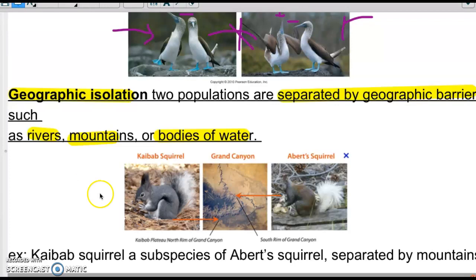An example we have is squirrels. We have the Kaibab squirrel and the Abert's squirrel, and they were separated by the Grand Canyon a long, long time ago. Over a long period of time, they have changed based on their environment. You cannot put these two squirrels together and have them mate. They will not mate, and therefore they have become two different species.